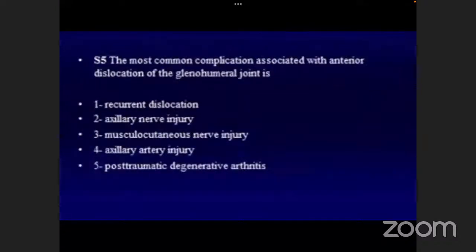Excellent. All right, another resident. The most common complication associated with anterior dislocation of the glenohumeral joint: recurrent dislocation, axillary nerve injury, musculocutaneous nerve injury, axillary artery injury, post-traumatic degenerative arthritis. Most common is recurrent dislocation.